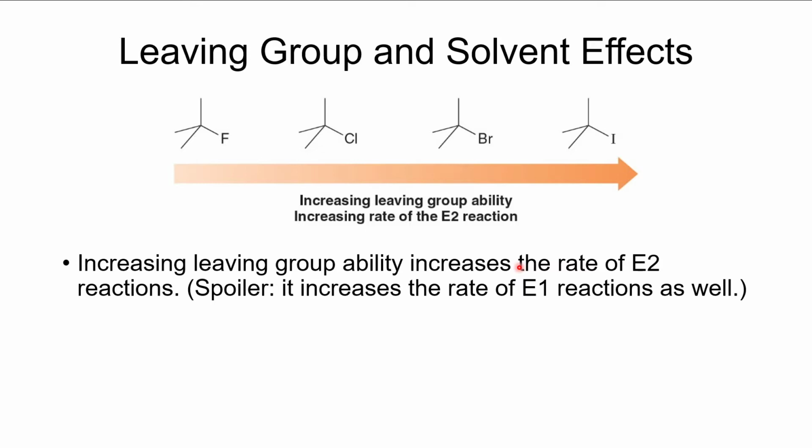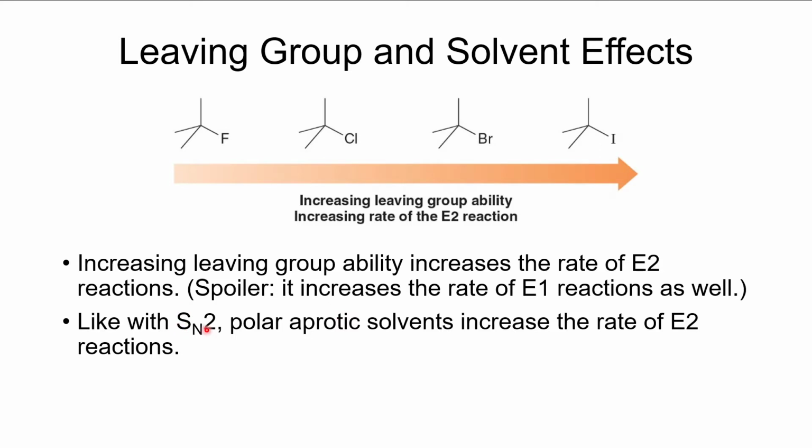So in other words, as you improve the leaving group ability, it will increase the rate of all of the reactions. And that's simply because the carbon-halogen bond is broken in the rate determining step for all of these reactions, regardless of whether it's first order, second order, regardless of whether it's elimination or substitution. That bond breaking is always going to occur in the rate determining step.